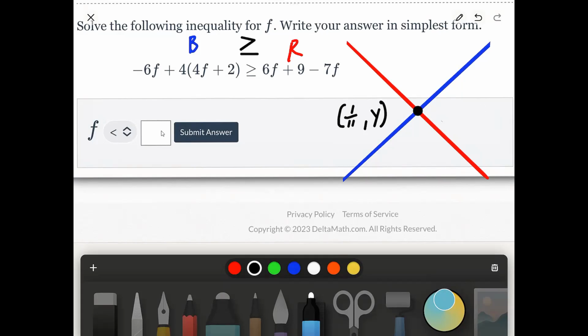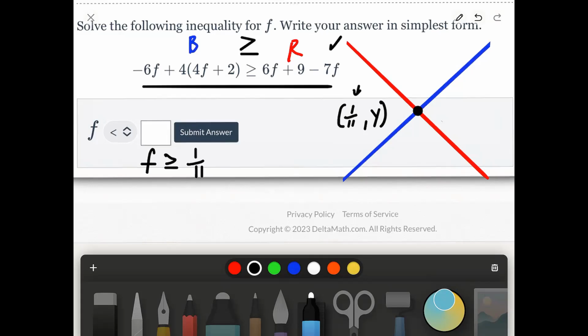So if we were writing this, we would say when f is greater than or equal to, and here's the intersection, it's actually a fraction. But when f is greater than or equal to 1 over 11, that is going to be your solution. That's what makes this a true inequality. Any number from 1 over 11 above, any number greater than that or equal to that will make this inequality true. And if you want to, you can try it yourself.